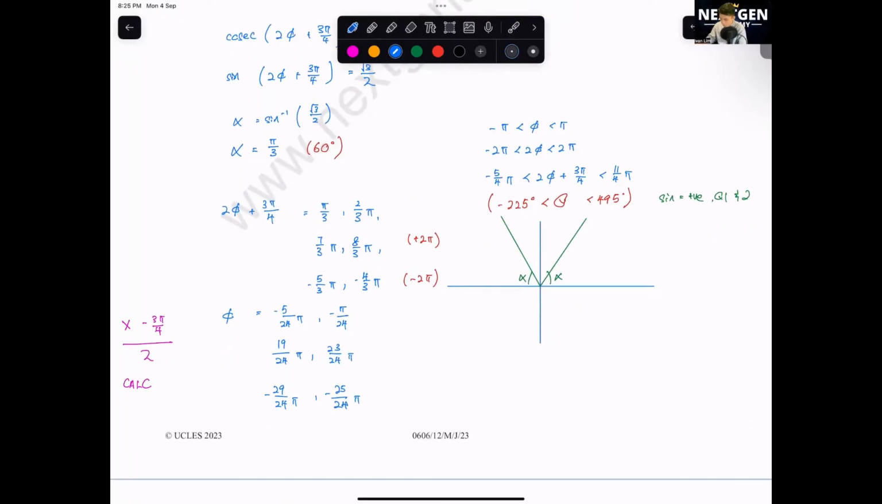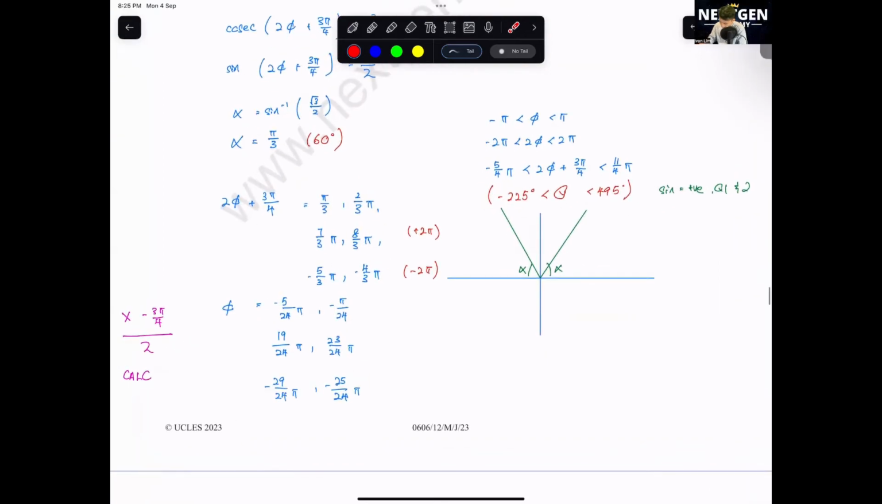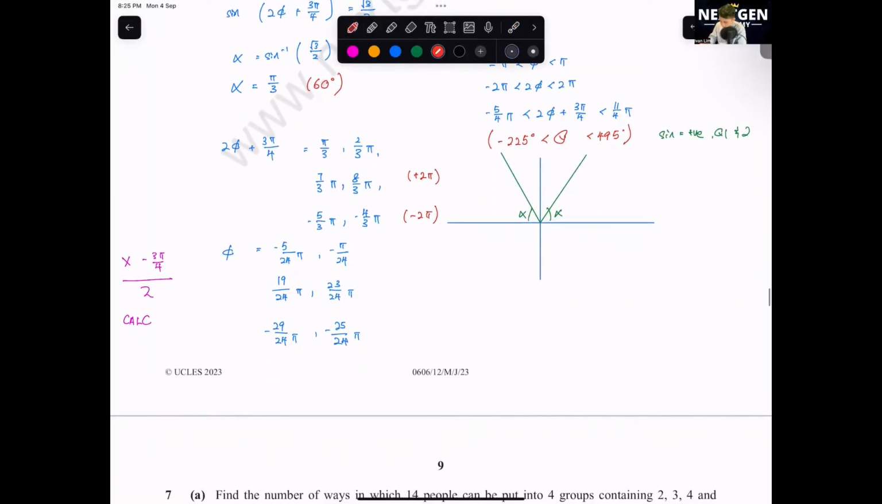Okay, now from these 6 answers, you need to check whether each is within the range from negative pi to pi. Is it within negative pi to pi? This one, yes, yes, yes, yes. How can I see so easily? These are all below the value of 1, in between negative 1 and 1. This one is not, since 29 over 24 is more than 1, and 25 over 24 is more than 1. So these two are not. So for your final answer, you only write the 4 answers. If you write anything extra, they will deduct your marks.